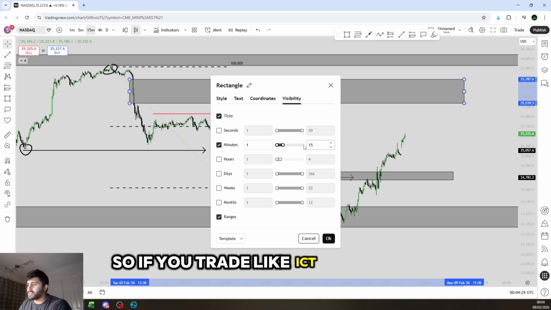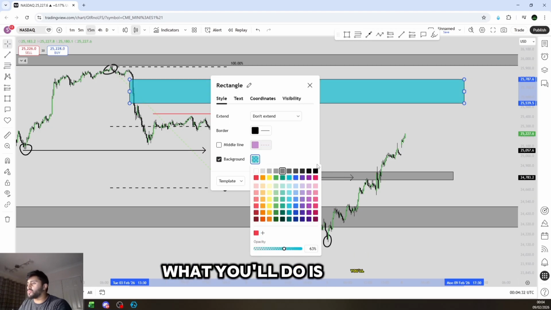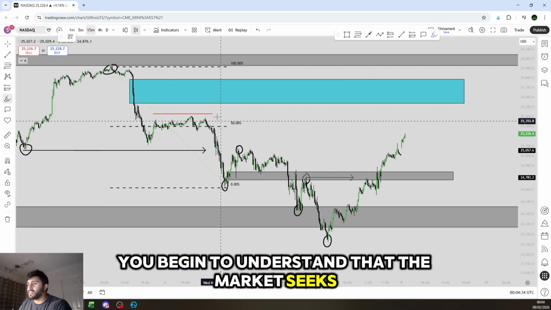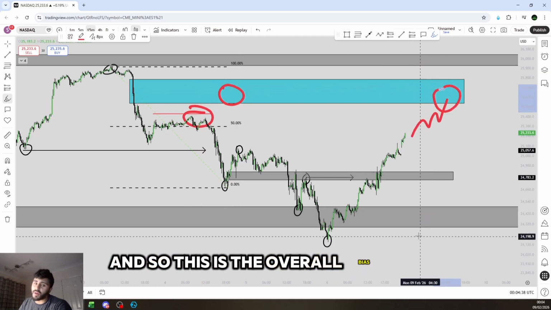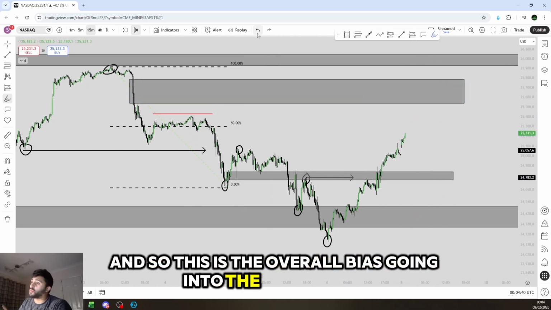So if you trade ICT concepts or whatever, you'll begin to understand that the market seeks liquidity and seeks fair value gaps. And so this is the overall bias going into the week ahead.